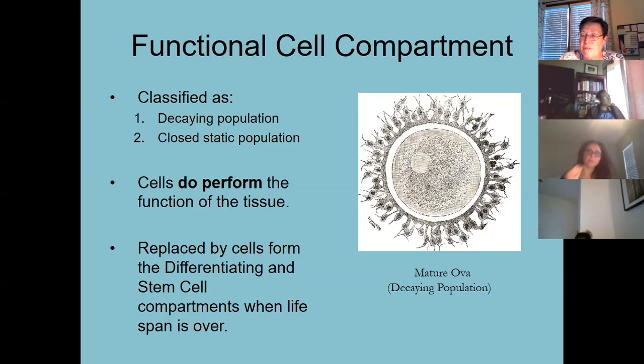When the lifetime of the functional cell is over, then they are replaced by additional cells going through that process. So the ovum in the decaying population and the nerve cells in the closed static population are unique. Most other functional cells come through that stem cell, differentiating cell, functional cell, maturing process.